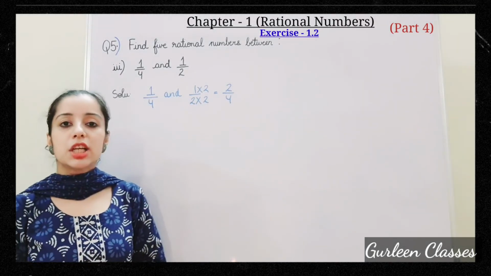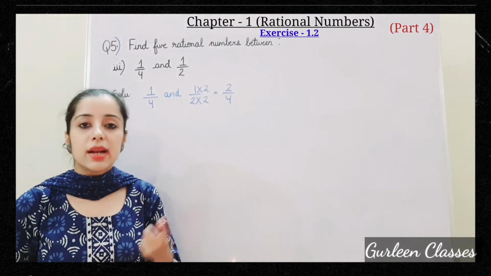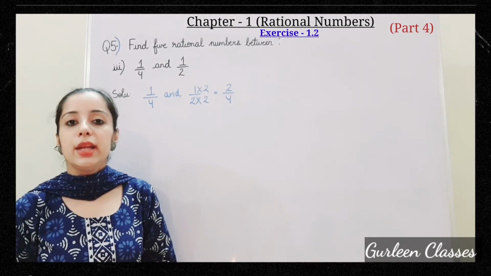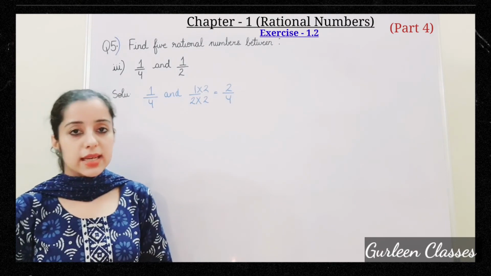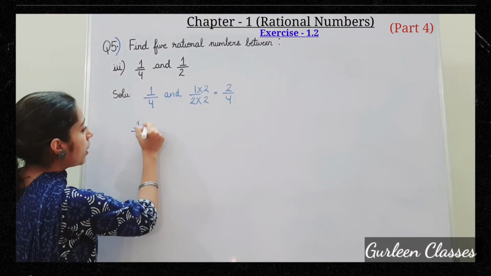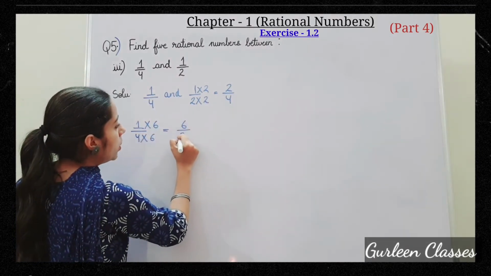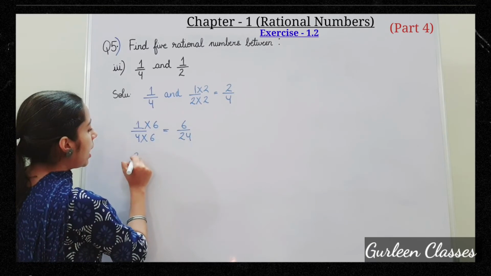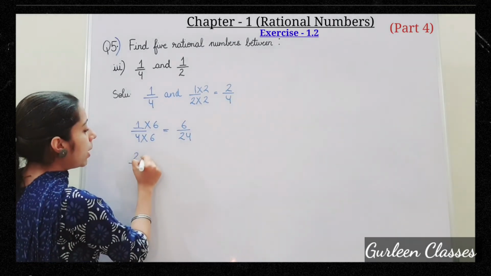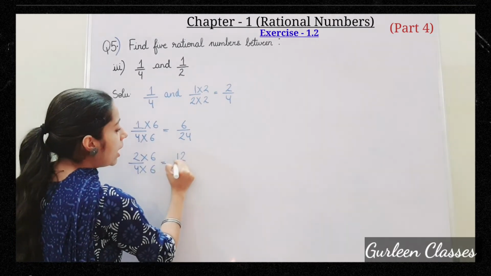But 5 rational numbers we cannot find out. So for that we have to take some bigger number. So let us multiply numerator and denominator by 6. So multiply 1 upon 4 by 6. So we get 6 upon 24. Then we have 2 upon 4. Multiply numerator and denominator by 6. We got 12 upon 24.